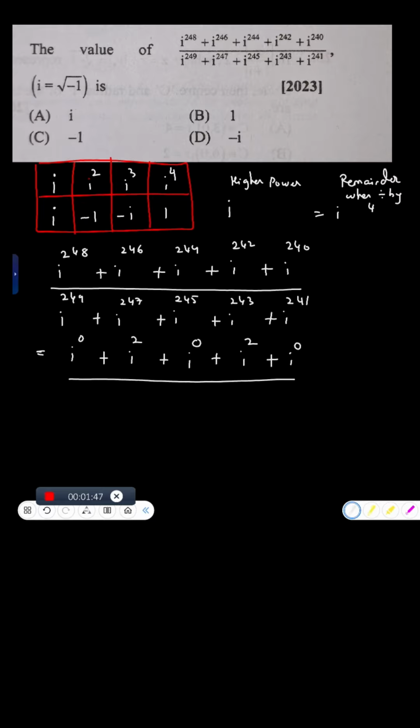Again, if I divide 249 by 4, the remainder is going to be 1. 247 on dividing by 4, the remainder will be 3. 245, if I divide by 4, the remainder will be 1. 243, if I divide by 4, the remainder will be 3. And 241 on dividing by 4 will give me the remainder 1.